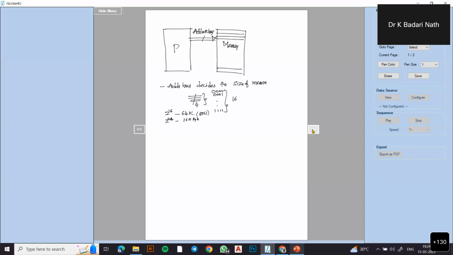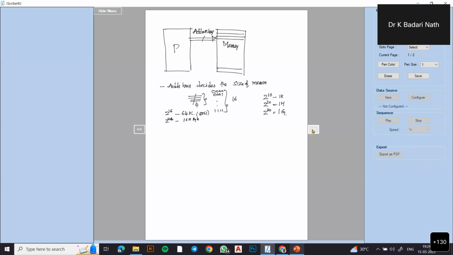So 2 to the power of 20 is 1 megabyte. 2 to the power of 10 is 1 kilobyte. You can always remember it like this: 2 to the power of 10 is 1 kilobyte, 2 to the power of 20 is 1 megabyte, 2 to the power of 30 is 1 gigabyte. You can always remember like that.